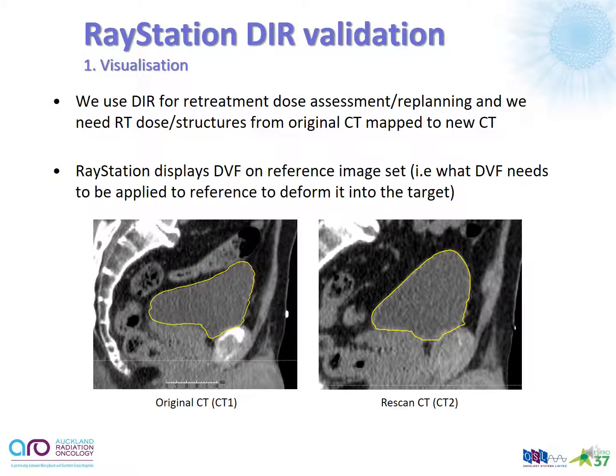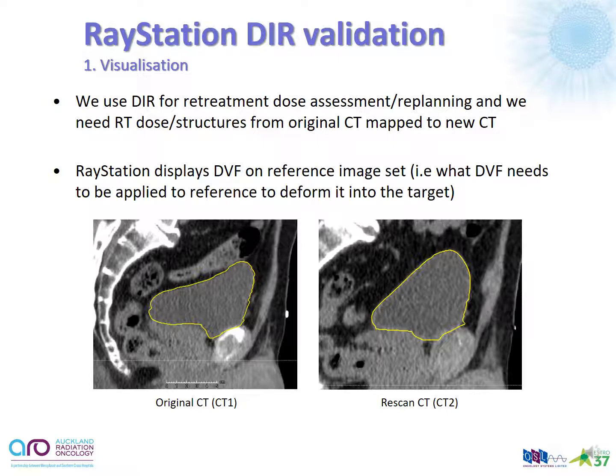Now in RayStation, the DVF is actually displayed on the reference image set, so on the rescan CT in this example, and it shows what DVF needs to be applied to the reference image to deform it into the target. And so for the visualization validation of the RayStation DVF, we need to make sure that in ImSimQA, when we visualize the DVF, it's visualized on the correct data set and in the correct direction, so not in the inverse direction. So I'm going to show an example here on the lower 2 pictures.